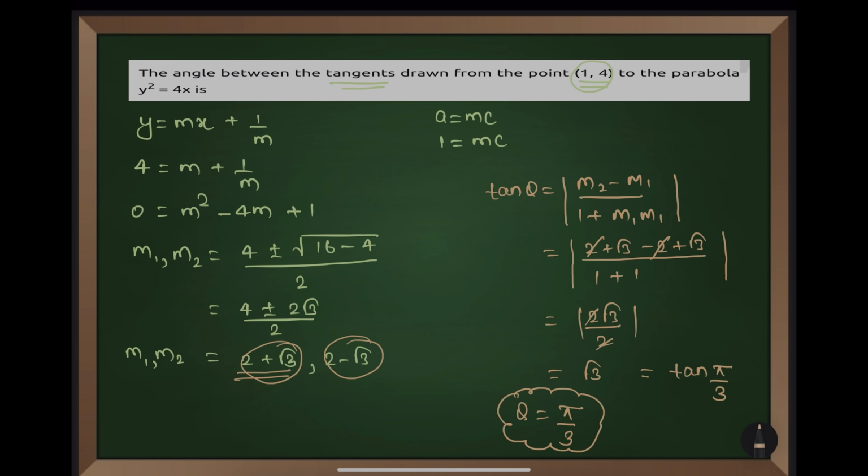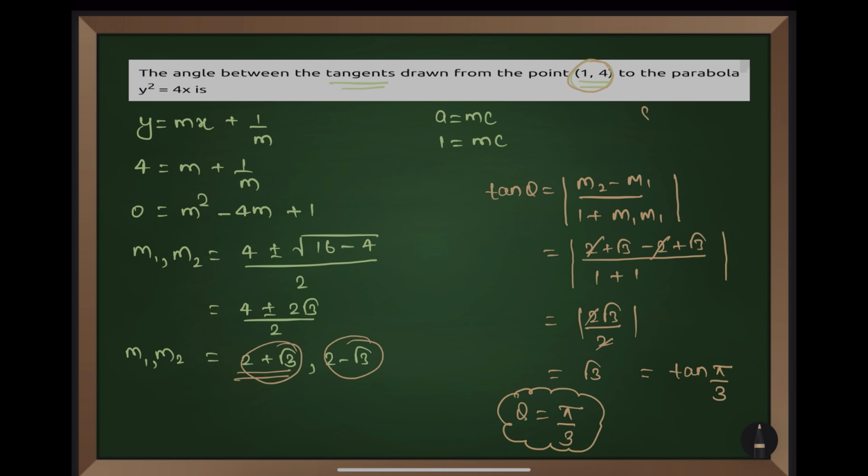If you are not comfortable with the approach, please let me know. I will solve the same question with a different approach, with a different idea. Or else what I'll do, look at this. You know that this point is lying outside, so we will have a pair of tangents.